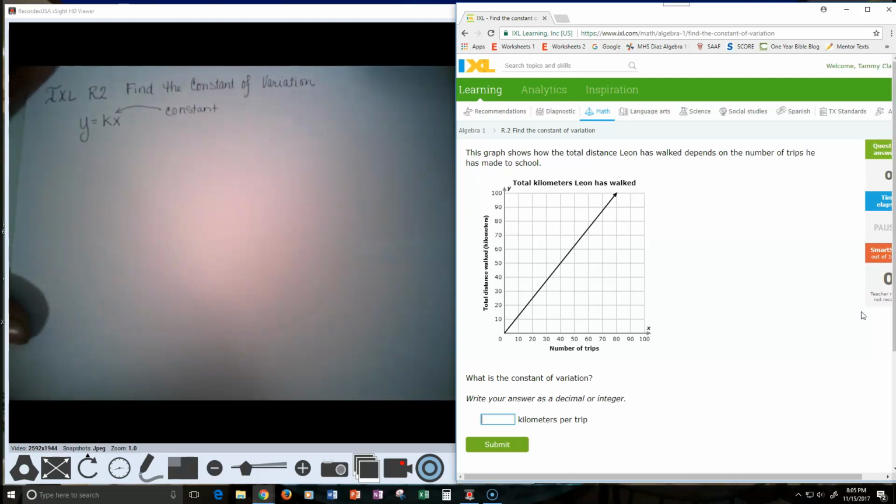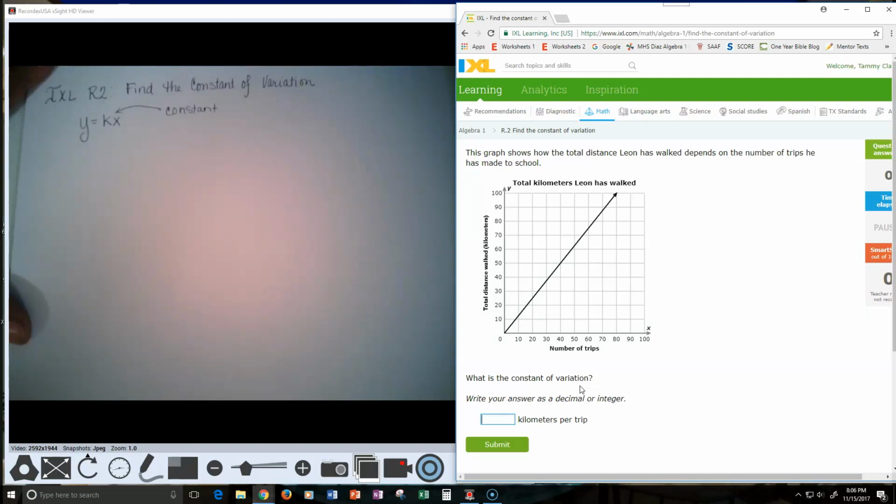So question 1 says, the graph shows how the total distance Leon walked depends on the number of trips he has made to school. We see here on the x-axis is the number of trips, the y-axis is the total distance he's walked, and we're asked to find what is the constant of variation. So the best way to do this is to pick a point and just solve for k.